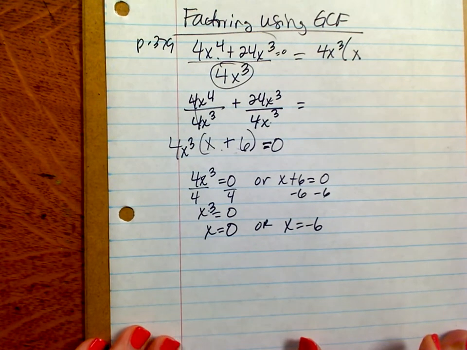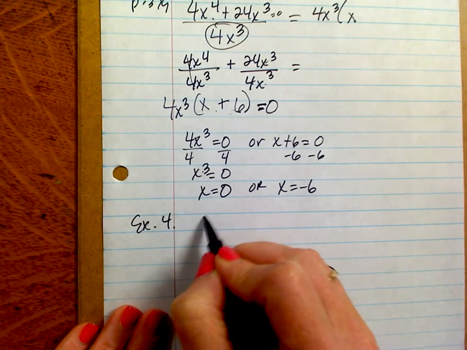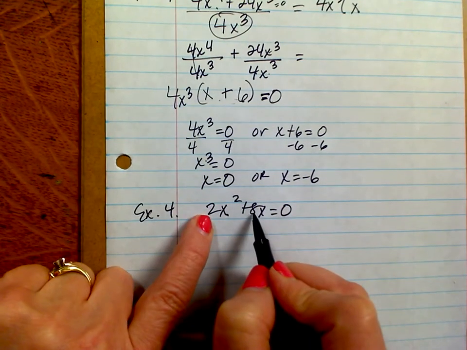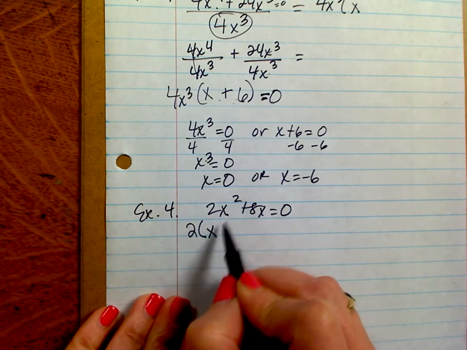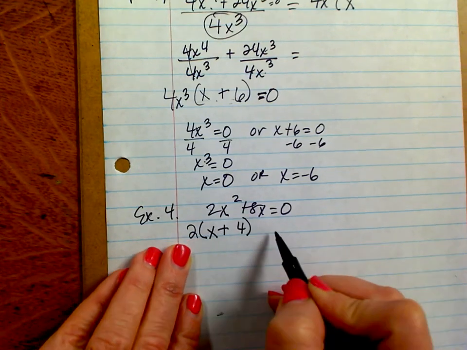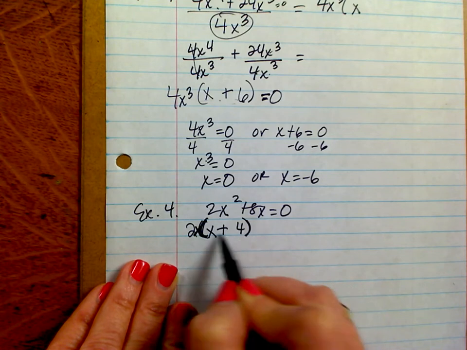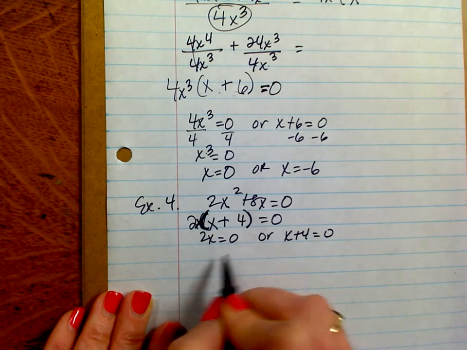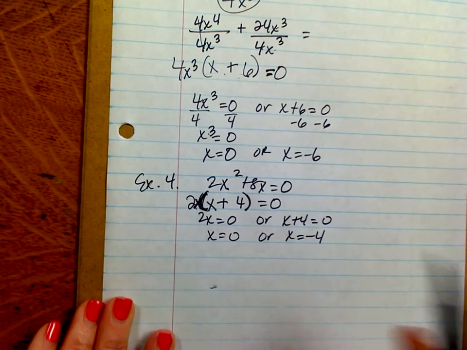Looking at your examples, so example 4, 2x squared plus 8x equals 0. I jumped ahead here. What number can you pull out of both of these? Well, 2. x squared and x. You can pull an x out of both. So you're going to have 2, that's going to be 4. So 2. Oh, wait a minute. 2x times x plus 4 equals 0. So now you have 2x equals 0, or x plus 4 equals 0. x equals 0, or x equals a negative 4. So those are going to be your two solutions that make that true.